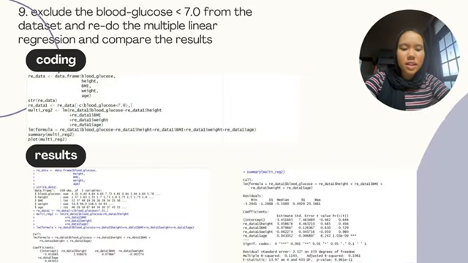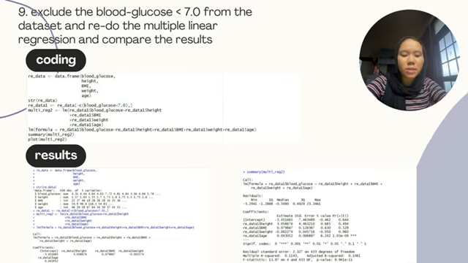So now this is the last question, which is to exclude the blood glucose less than 7.0 from the dataset and redo the multiple linear regression and compare the results. First we will create a data frame with the function read data.frame: blood glucose, height, BMI, weight, and age.